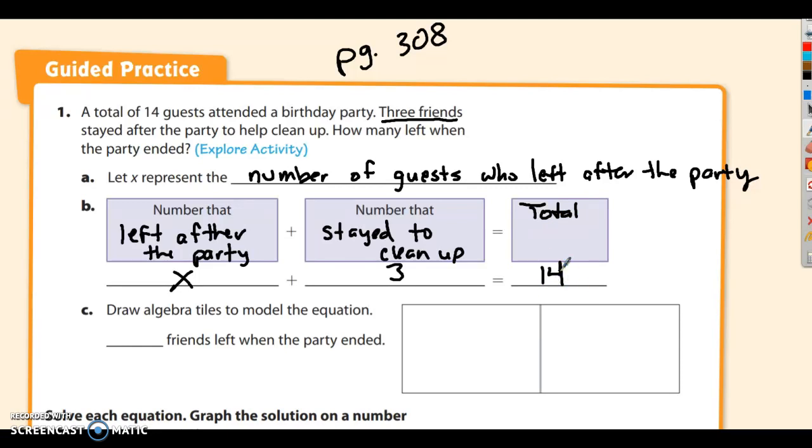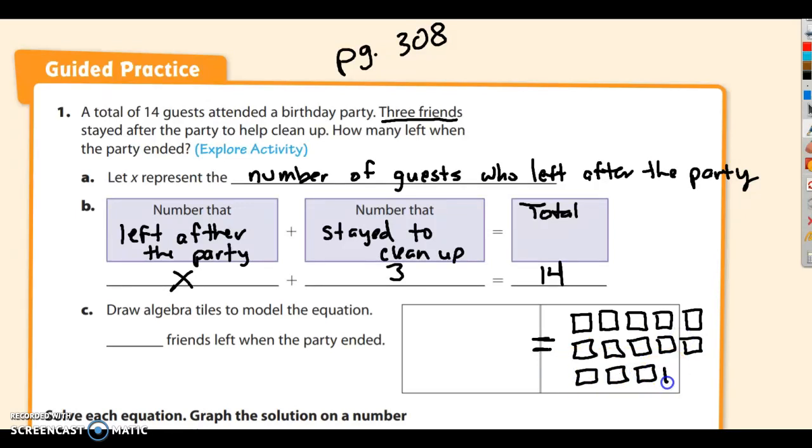And so then what we're supposed to do is draw algebra tiles to model the equation. So what I can do here is remember that what needs to happen is on both sides of this mat, is what it's called, there needs to be equal. So over here I can draw my 14 guests. I'm going to do 14 this way. Each of these will be a person. 1, 2, 3, 4, 5, 6, 7, 8, 9, 10, 11, 12, 13, 14. So this number right here, 14, needs to match these. And then over here I'm going to draw 3 and put an unknown. And the unknown is just going to be my X.